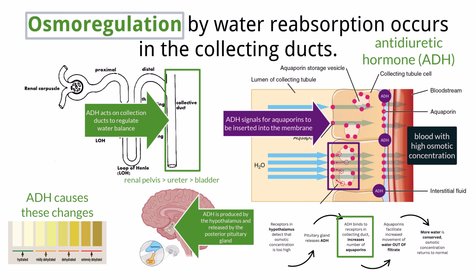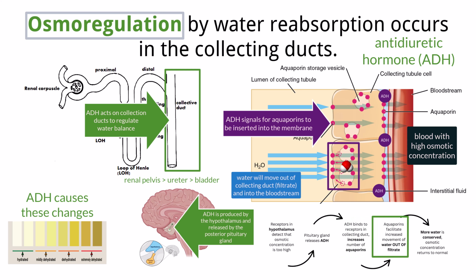With more aquaporins present, more water is reabsorbed from the filtrate into the surrounding tissue and blood. The result is less water being lost in the urine. The urine will be more concentrated, or darker in color, and the blood osmolarity will decrease and return to normal. What happens if the opposite is true?